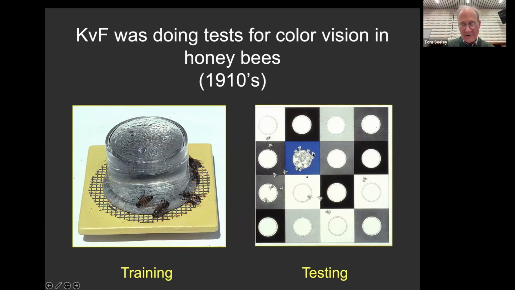And if the bees did not have color vision, then they would confuse the blue square with one of the other squares. But if they do have color vision, the bees will crowd on the blue square. And as you can see from this drawing, the bees crowded on the blue square. So that was very good evidence that the bees have color vision. So that's what he was doing. Back in the 1910s, he wasn't studying the bees' communication, he was studying their sensory abilities, color vision especially.